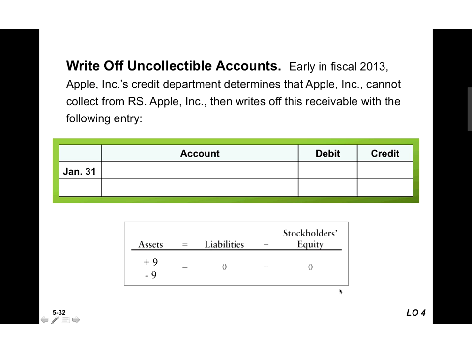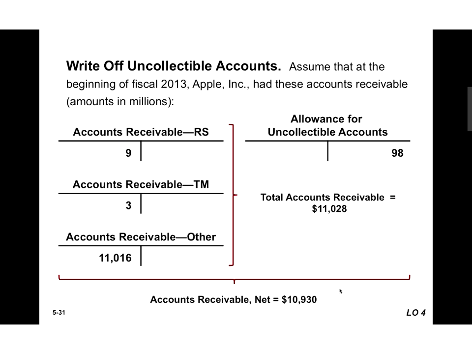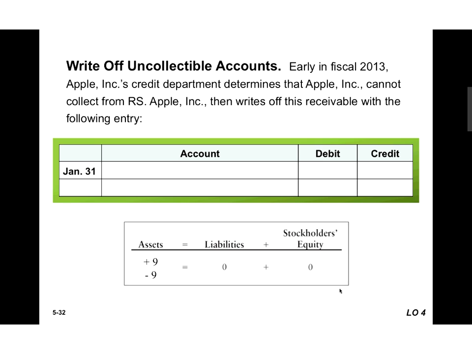Okay, so early in the next year, we have this accounts receivable, we have net accounts receivable of 10,930. The credit department determines that customer RS cannot pay the 9,000. Now, when we discover that customer RS cannot pay, we don't have any expense because we've already estimated it. We say, well, this 9,000 was part of what we estimated. Write-off is a very specific term. Write-off refers to identifying specific accounts that aren't going to pay us.